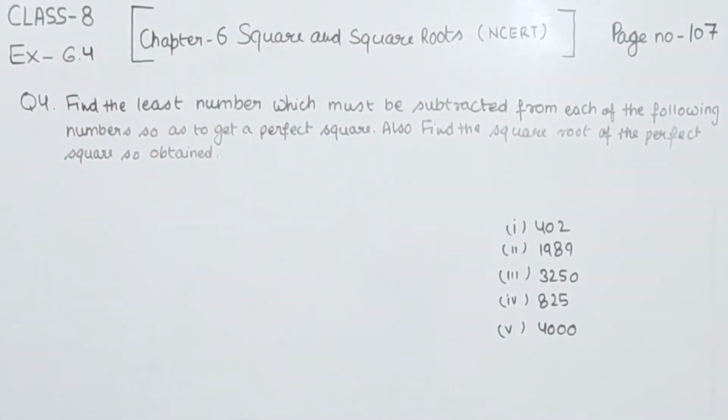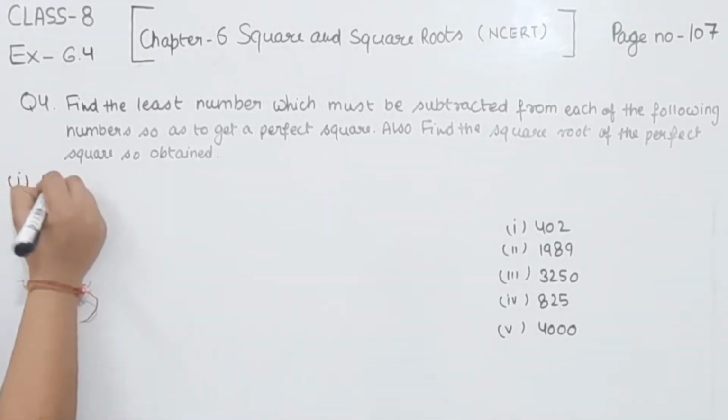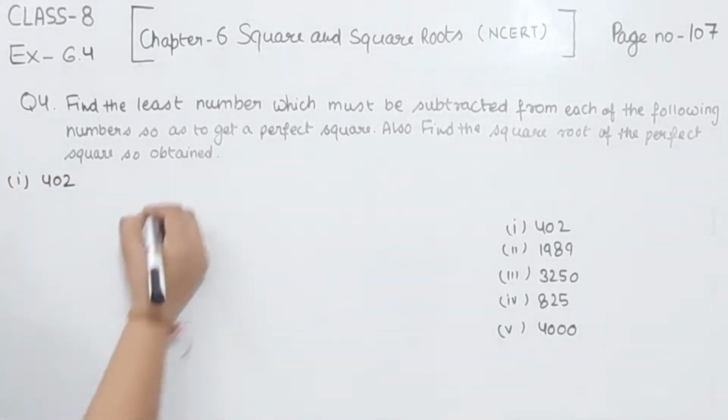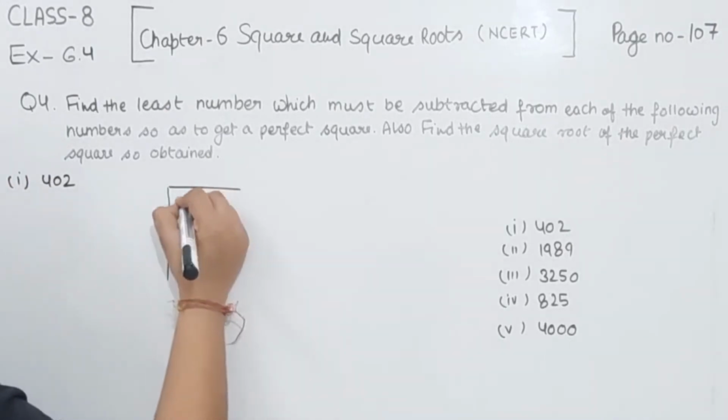Question number 4. Find the least number which must be subtracted from each of the following numbers so as to get a perfect square. Also find the square root of the perfect square so obtained. So we are going to start with part 1. The number we are having is 402. So we are going to find the square root of the number.